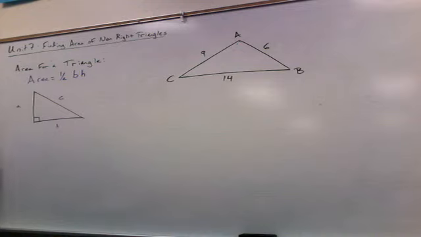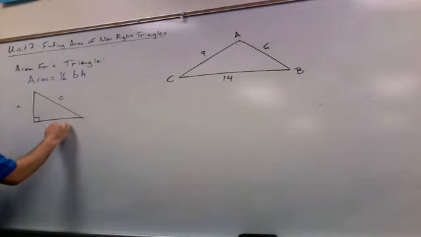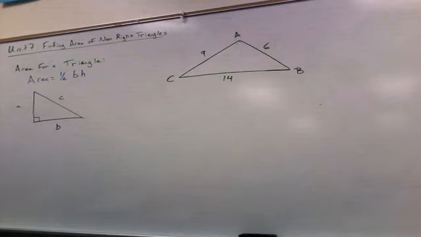So if I have a right triangle, like I do right here, which sides could be my base and my height? A and B, right? Because they are the bottom and the sides. We know they're the base and height because these sides are perpendicular. They make 90 degrees, which makes them perpendicular.